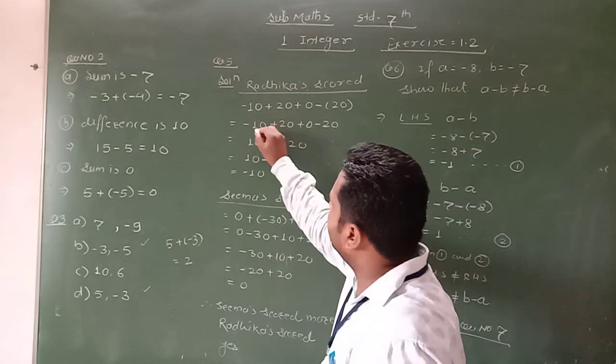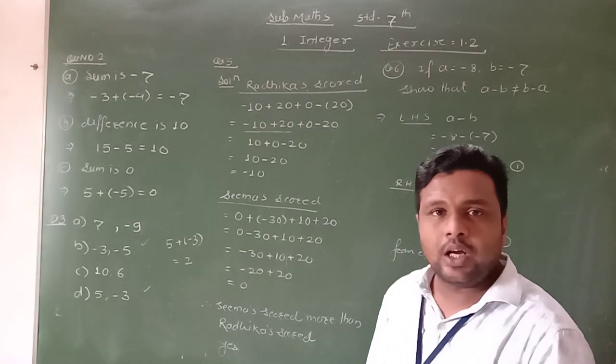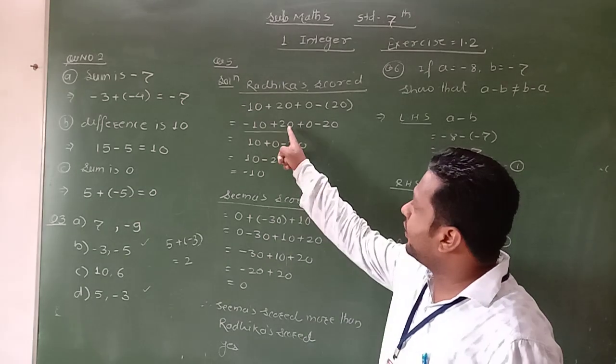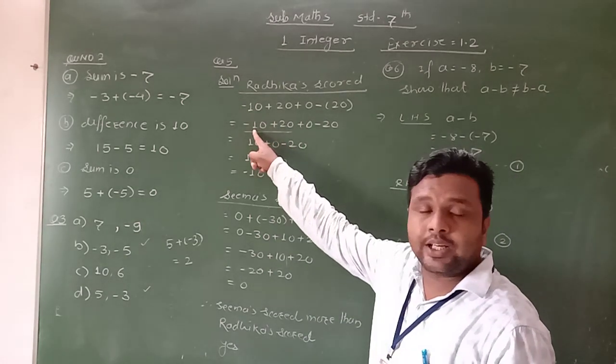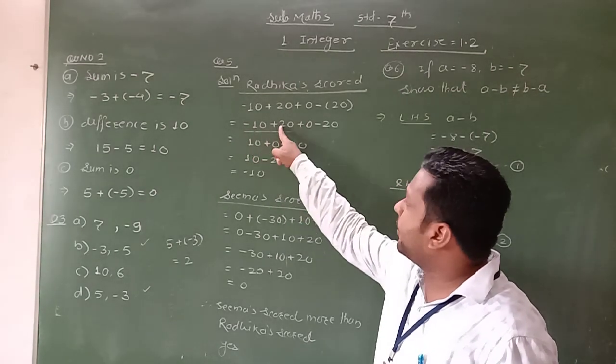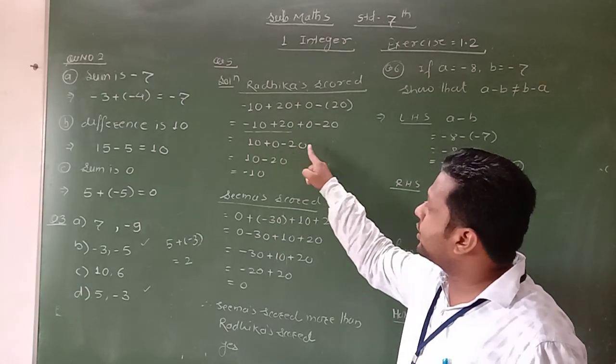First we see the two numbers. Here we get -10 and 20. According to the rule for addition and subtraction of integers, if one is positive and one is negative, then you have to do the subtraction. Then the subtraction is 10, and the sign of the greater number, that is plus. Here we get the plus 10 answer. Then 0 minus 20 as it is.